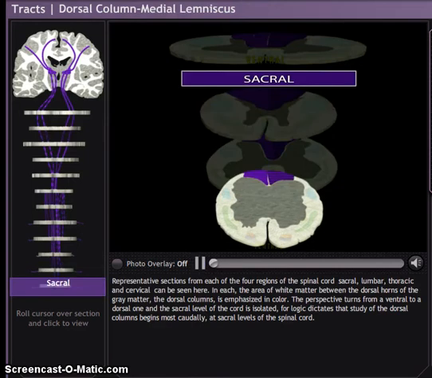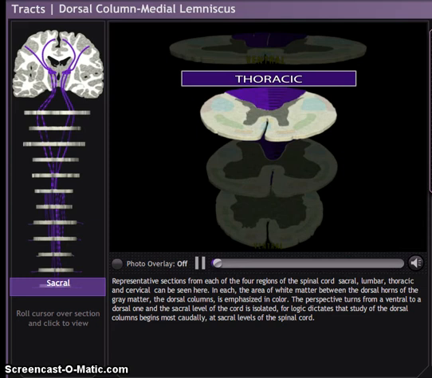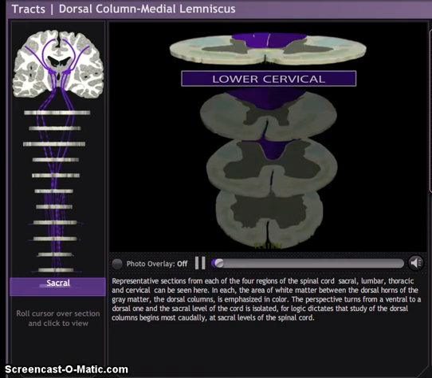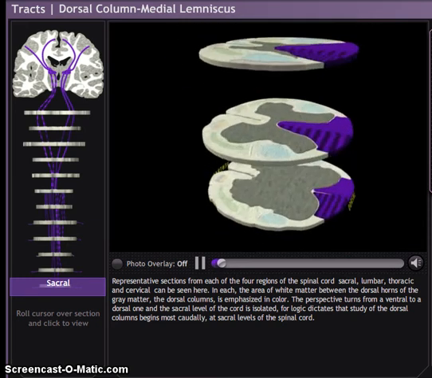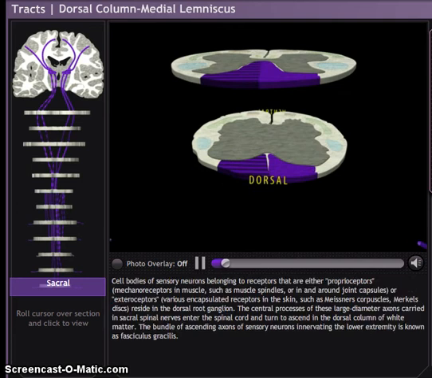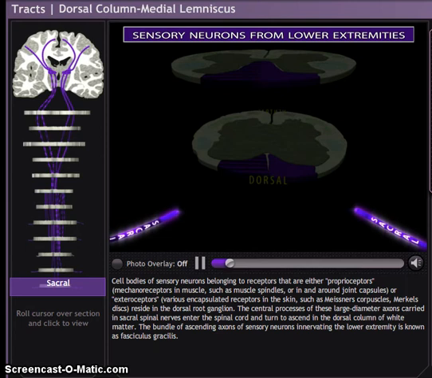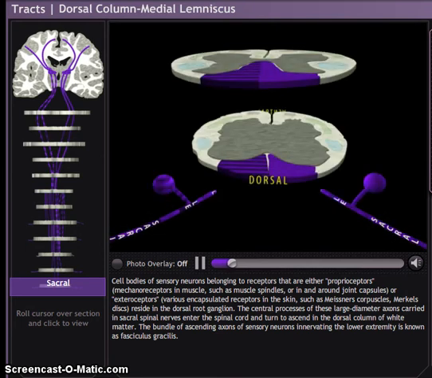Representative sections from each region of the spinal cord, sacral, lumbar, thoracic, and cervical, can be seen here. In each, the area of white matter between the dorsal horns, the dorsal columns, is emphasized in color. Cell bodies of sensory neurons from either proprioceptors or exteroreceptors reside in the dorsal root ganglion.